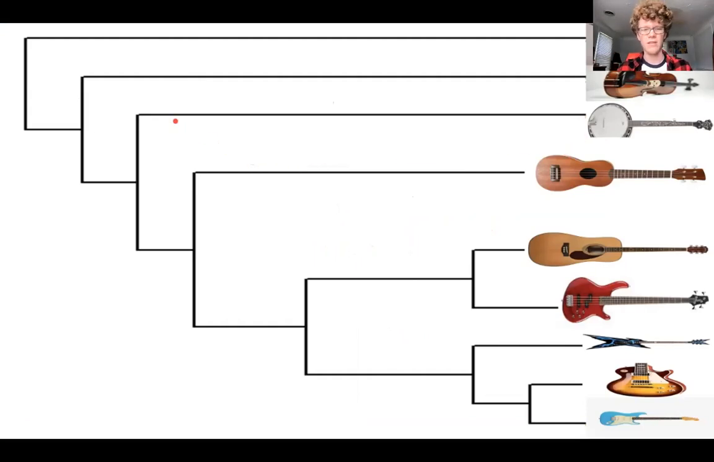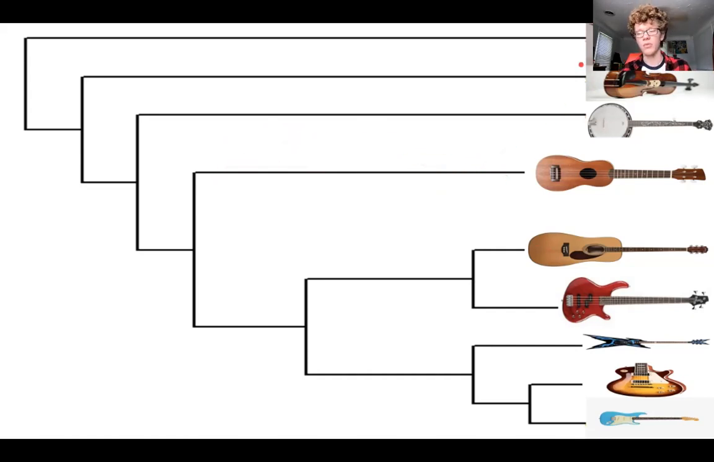Now, let's talk about that for a second. Cladogenesis is when any of these nodes right here split into two distinct groups. So like this right here splits into an acoustic and a bass guitar. This is cladogenesis, but anagenesis is when these lines depict a gradual evolution of one species. So it's not splitting into another, it's just gradual evolution of one species.